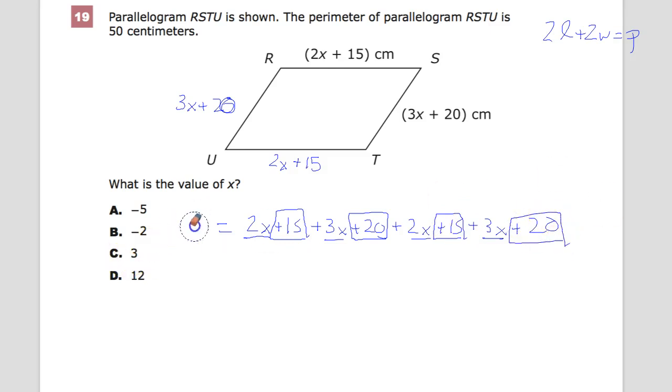Now, I have this, and I also know that the perimeter is 50 centimeters, so I'm going to go ahead and put 50 right here. Now I'm ready to combine like terms, 2 and 3, 2 and 3, that would be 5 and 5 is 10, 10x. 2 20s is 40, 2 15s is 30, 40 and 30 is 70.